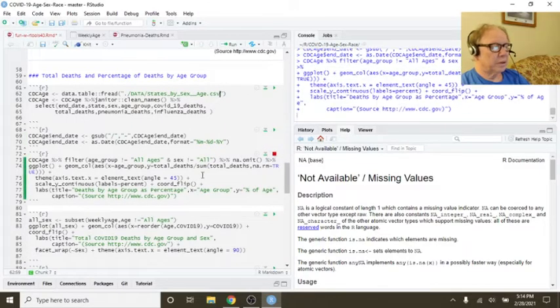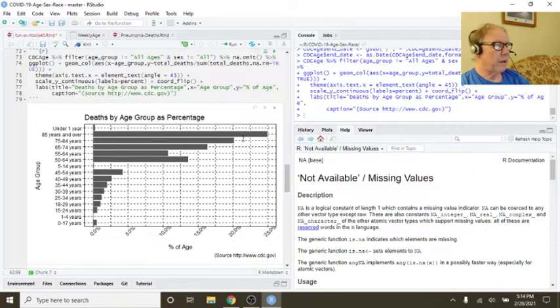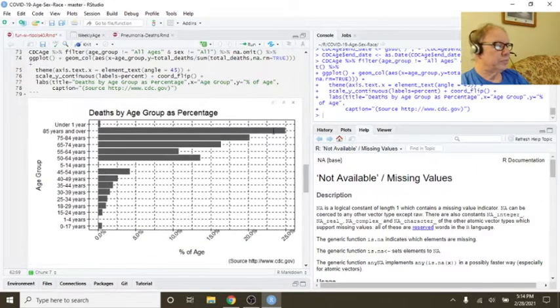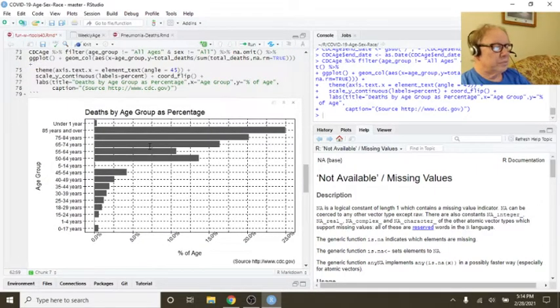Let's fix some dates and run our first plot. Okay. So you can see here, 85 and older is still accounting for 25% of the deaths. 75 to 84 counts for 20% of deaths. So these two age groups account for almost 50% of the deaths. People 75 and older account for almost 45% of the deaths.